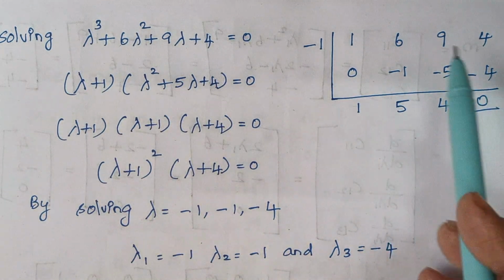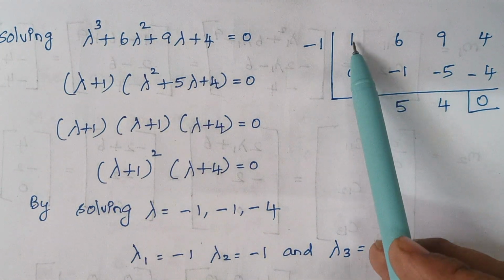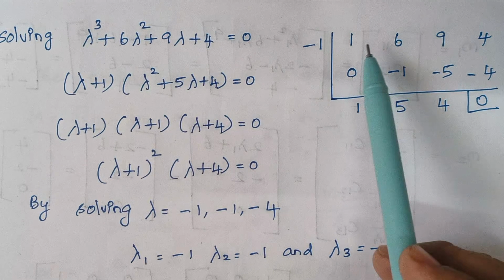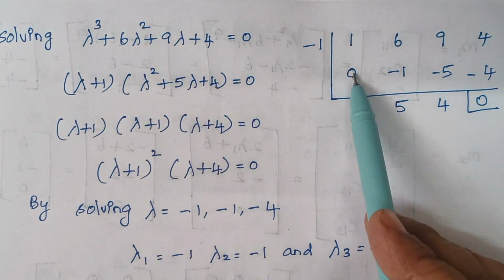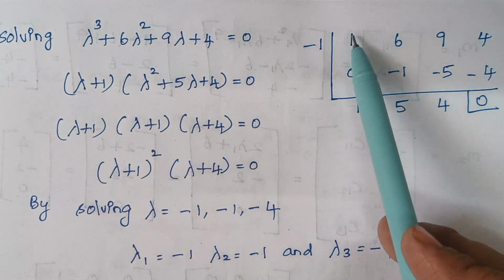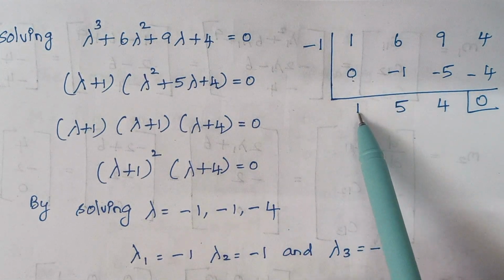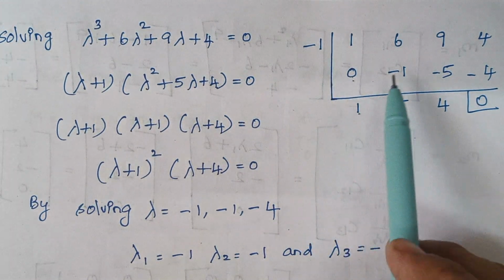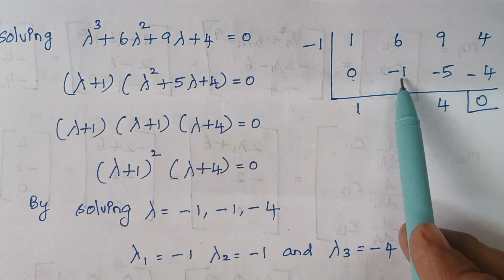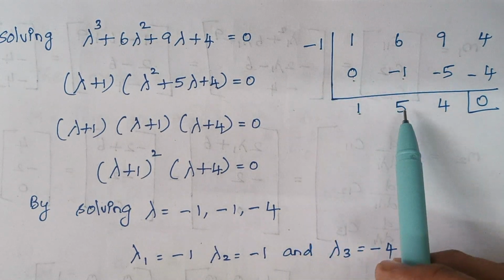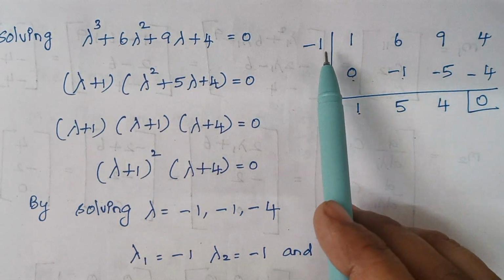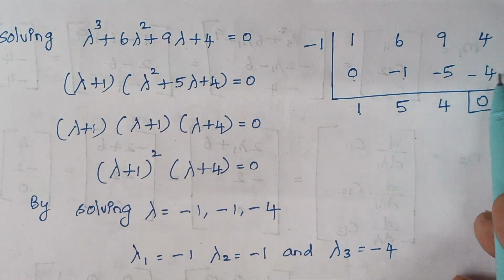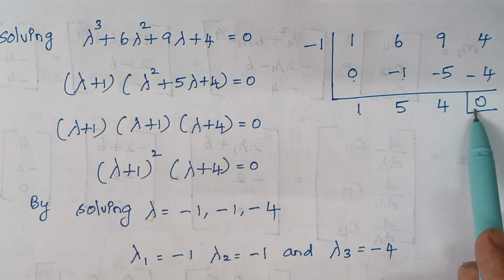By this trial and error, the first thing is to substitute the value here. So 1 plus 0 is again 1. So 1 into minus 1 is minus 1. So 6 minus 1, 5. Minus 1 into 5 is minus 5. So 9 minus 5, 4. 4 into minus 1, minus 4. So 4 minus 4 is 0.